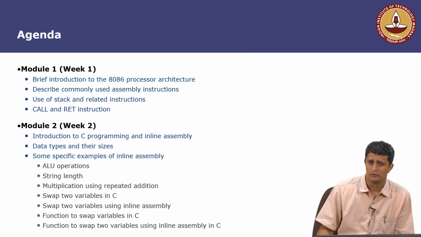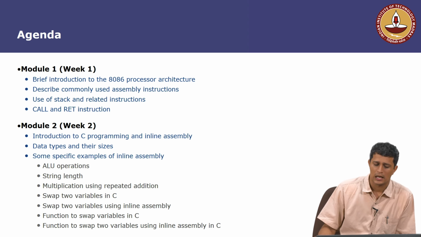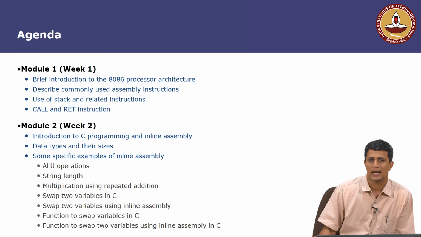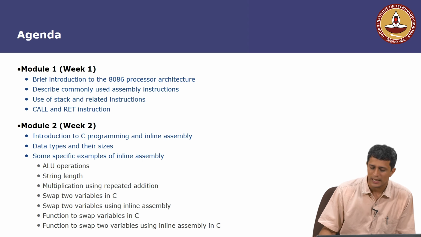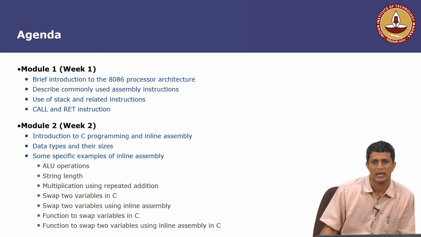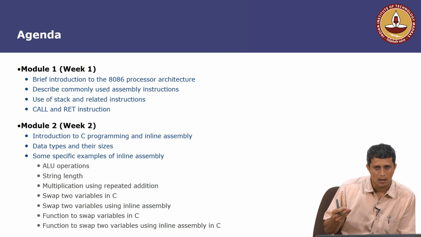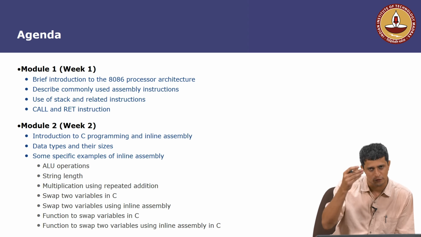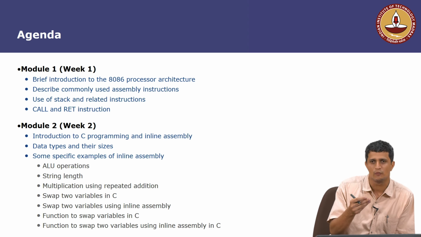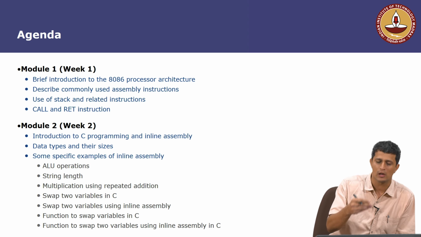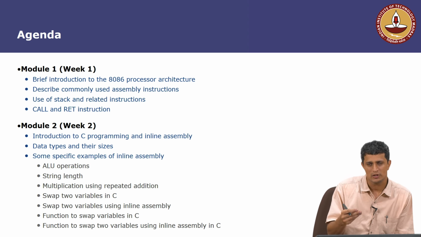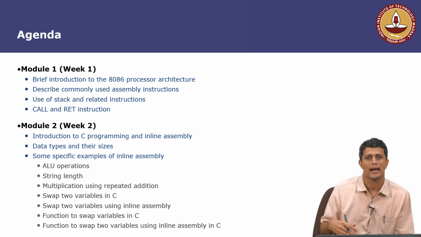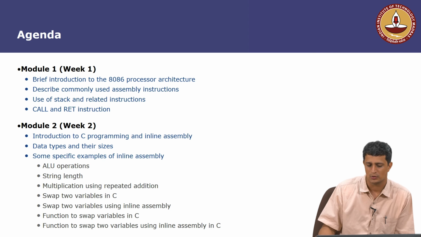In the second module, which is in week 2, I will give an introduction to C programming and inline assembly. Inline assembly is a way in which we can intersperse some assembly instructions within a C program. So you have the syntax of a C program, and there is a certain way in which I can switch from a high level programming language into a low level programming language like assembly language, do certain instructions and then come back to my high level programming language again.